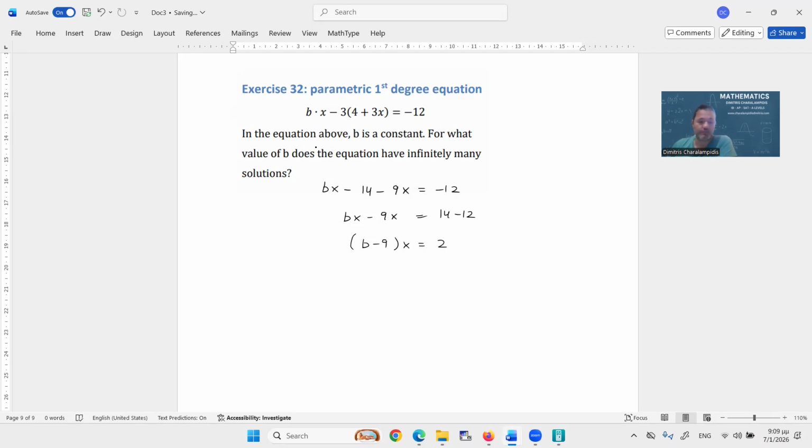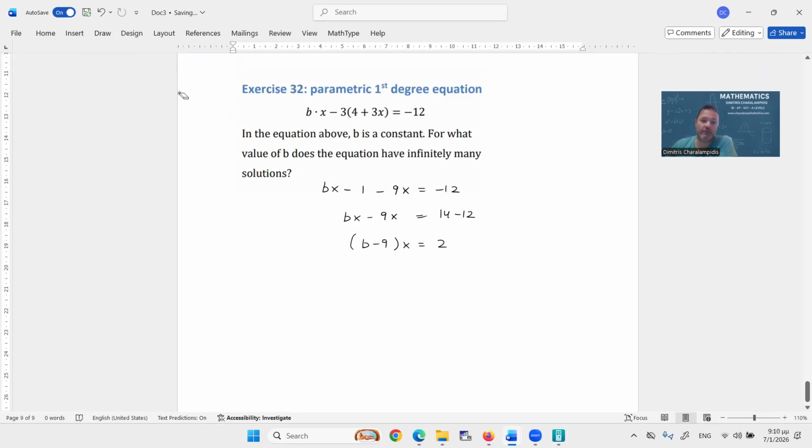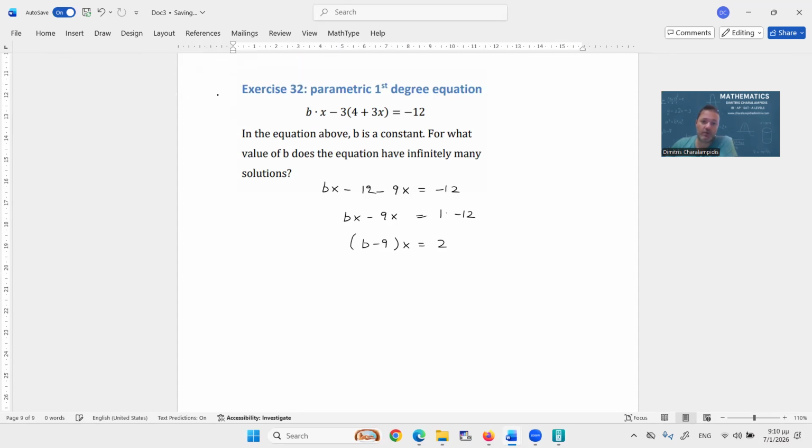And now we should consider cases. We know that in order for that to have infinitely many solutions, minus 12 minus, sorry, there it is, there's the mistake. It's not negative 14, it was minus 12. So 12 minus 12, which is equal to 0.